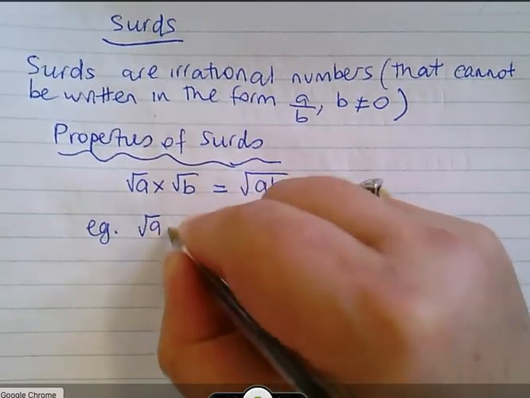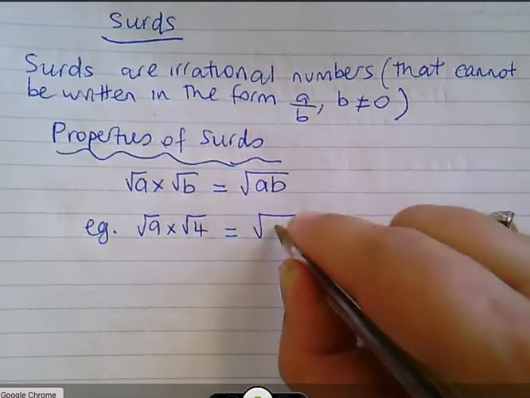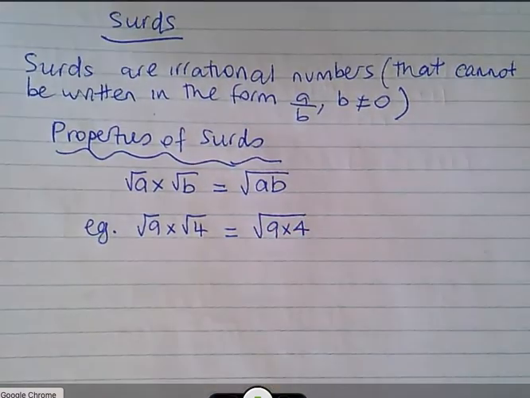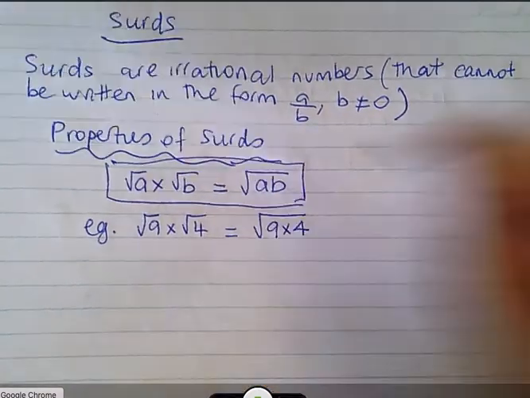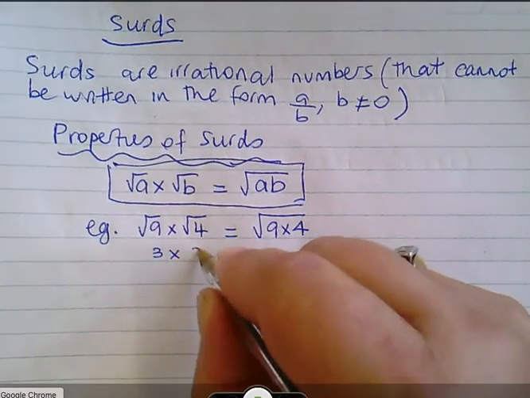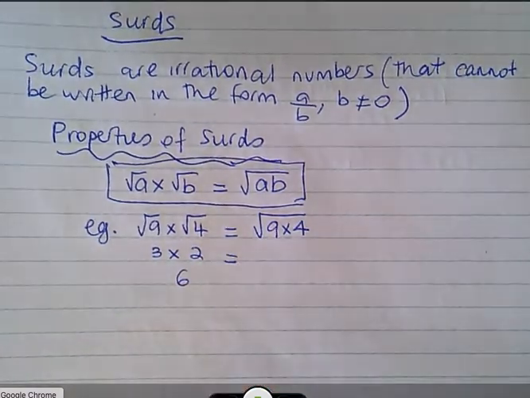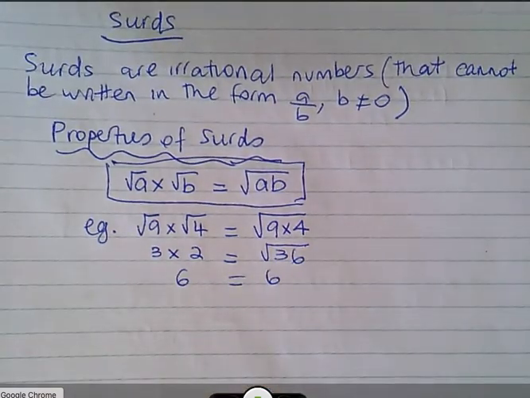The square root of 9 times the square root of 4 would be the same as doing the square root of 9 times 4. Okay, so this is our first property. Let's just see if it works. The square root of 9 is 3, and the square root of 4 is 2, and I get 6 on the left-hand side. The square root of 9 times 4 is 36, and I get 6 on the right-hand side. So that's my first property of surds.